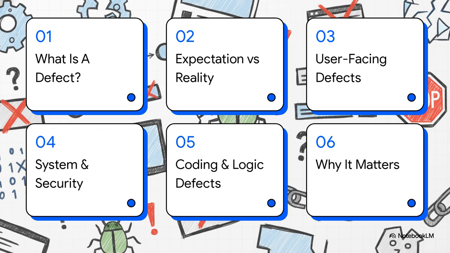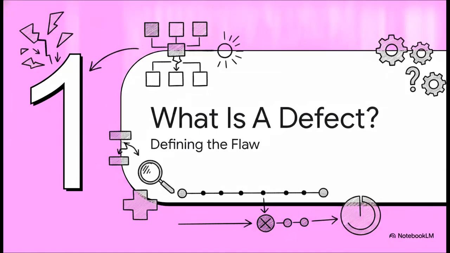Here's our roadmap. First, what is a software defect? Then, expectation versus actual reality, user-facing software defects, system and security defects, coding and logic defects, and finally, why finding defects matters. All right, starting off with Section 1, what is a software defect?